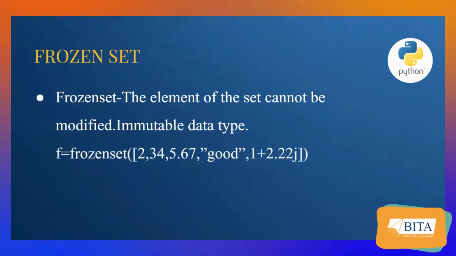How to declare the Frozenset? We have to use the Frozenset keyword. Inside of this, we have to pass any sequence data type. List, tuple, set, dictionary, whatever it is, we can pass inside of this Frozenset keyword.